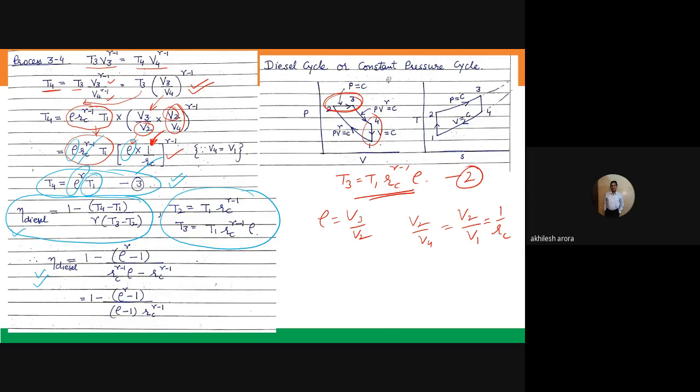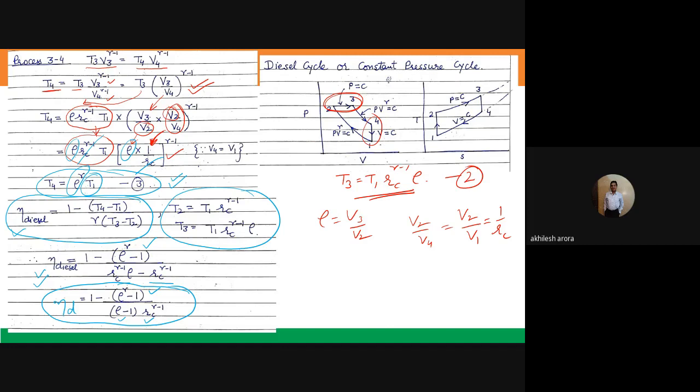Because T1 is there in each and every value of T2, T3 and T4, I am not repeating that. I am just writing rho raised to power gamma minus 1. Similarly here also I have cancelled the T1 and the remaining values are used. So finally this is the expression for the efficiency of the diesel engine, which comes out to be 1 minus rho raised to power gamma minus 1 divided by rho minus 1 Rc raised to power gamma minus 1. So that is how we can calculate the efficiency of the diesel engine.